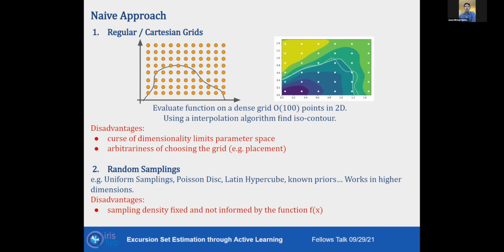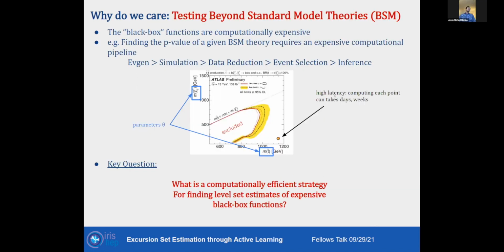You could also try random sampling, but you have no prior information about what you chose beforehand, and you can just spin your wheels and be exploring random space for a long time without learning any useful information about your contour. Why do we care about this? Well, in high energy physics, this is a big deal to study beyond standard model theories and to exclude parameter spaces or do hypothesis testing for different functions, or black box functions, that we're interested in.